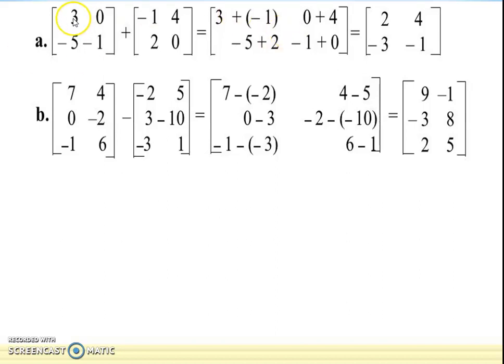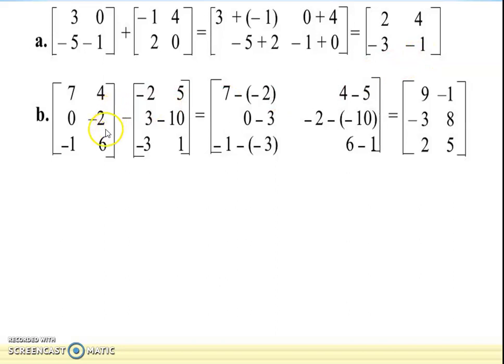So I take 3 plus minus 1, 0 plus 4, minus 5 plus 2, minus 1 plus 0. We know that for the entries, 3 minus 1 is 2, 0 plus 4 is 4, minus 5 plus 2 is minus 3, and minus 1 plus 0 is minus 1.